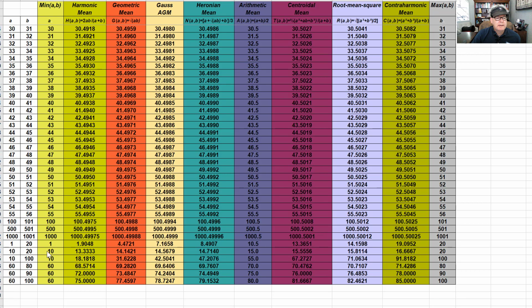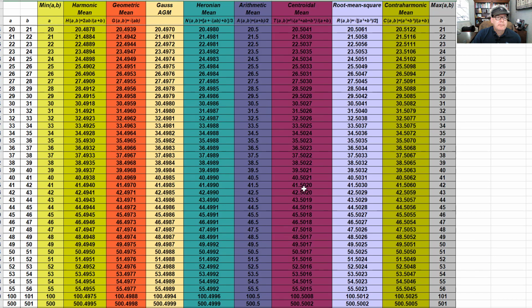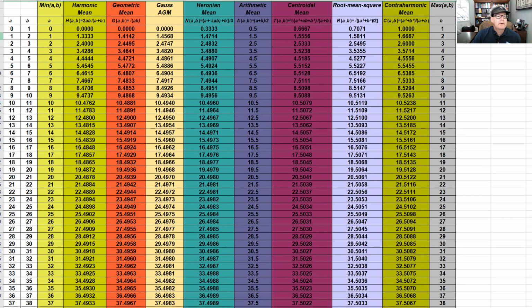And notice if I multiply, say, by 10, so the mean of 1 and 2, I'd have to scroll back up, but the means here are exactly 10 times the means here.